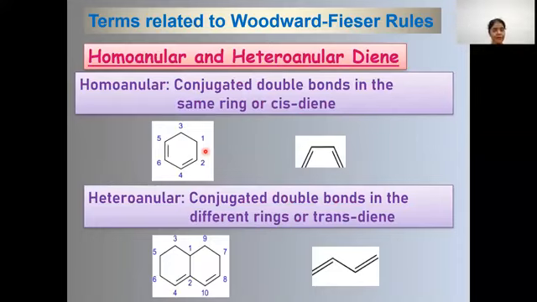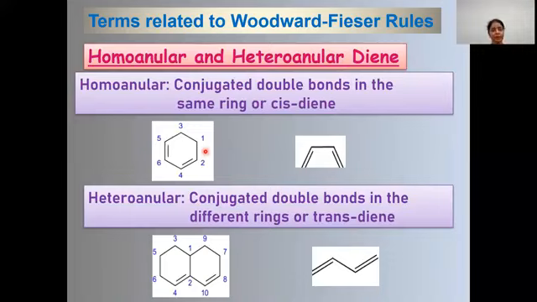Only the substituents attached to the parent molecule will affect the value of lambda max. If any substituent or structural modification is not directly attached to the parent molecule, then it will not affect the value of lambda max.